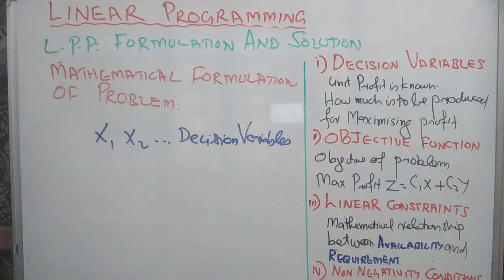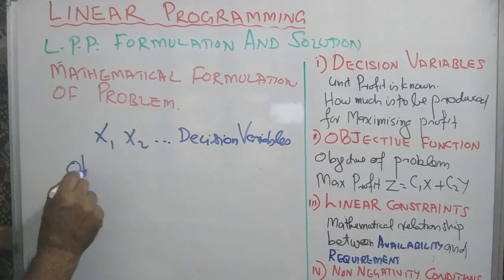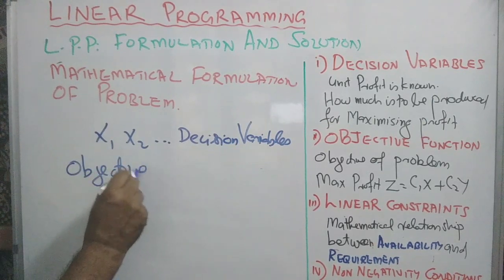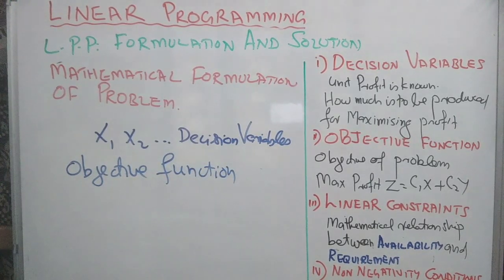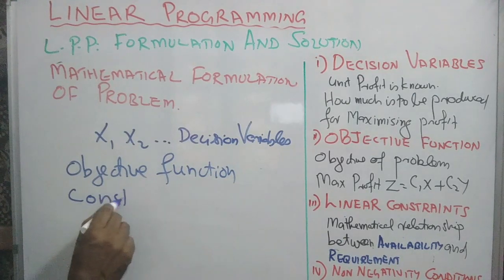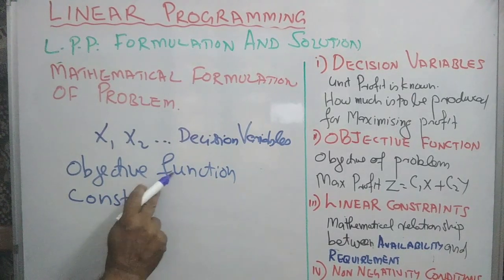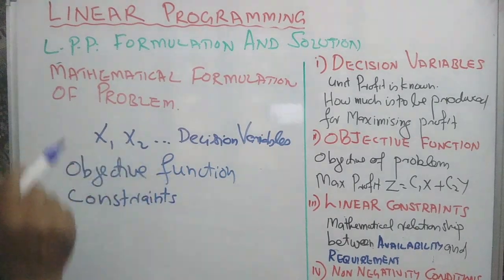We have an objective. So decision variables are used for attaining the optimum of a function known as the objective function. The objective function is a simple mathematical statement: maximize the profit or minimize the cost. How will you maximize? That is subject to some conditions. Those conditions are known as constraints.